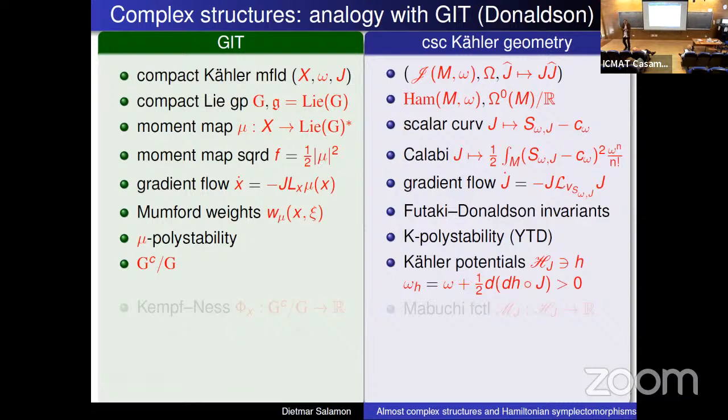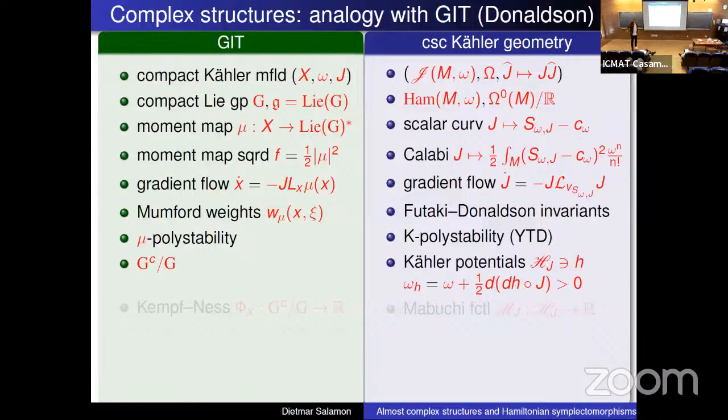GC mod G you can think of as a negative curvature manifold that is dual to the Lie group G. And here, the space of Kähler potentials plays such a role. These are other symplectic forms in the same cohomology class that are still compatible with omega. And any such cohomology class can be written in this form, omega h plus half of d, dh composed with j.